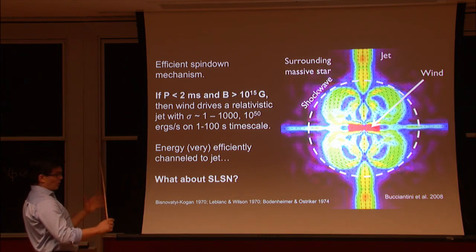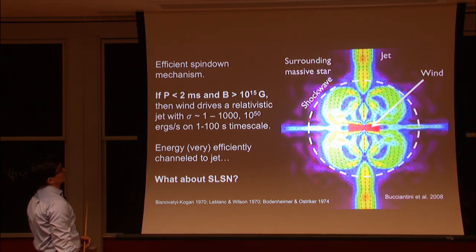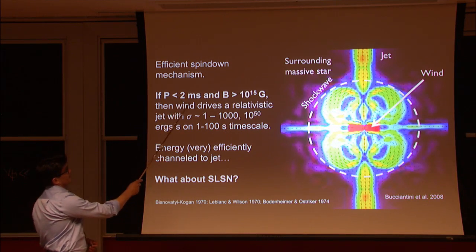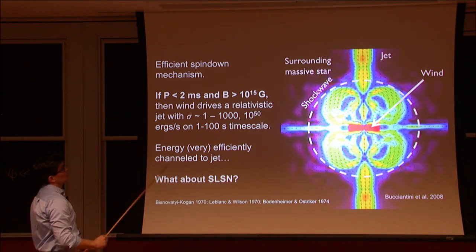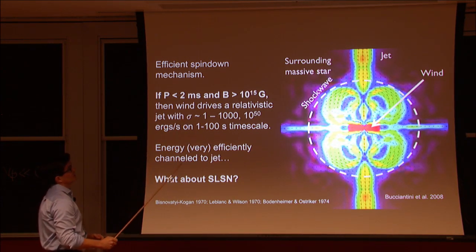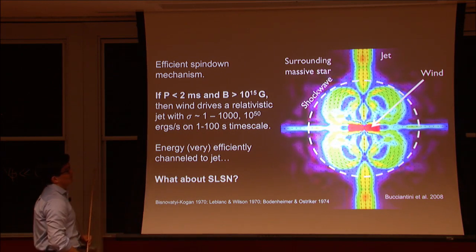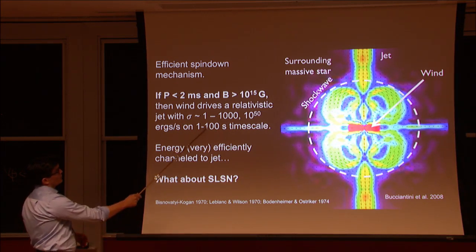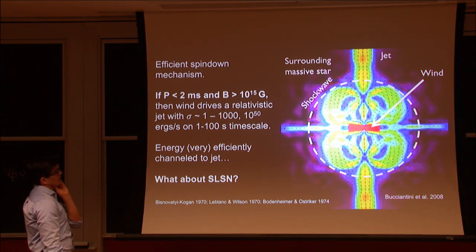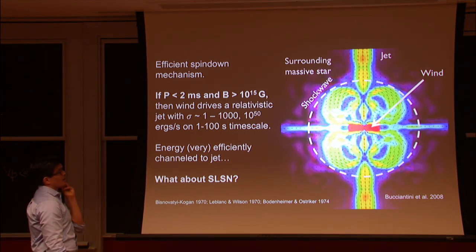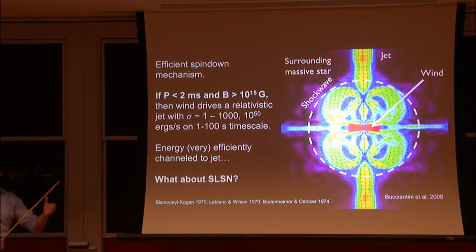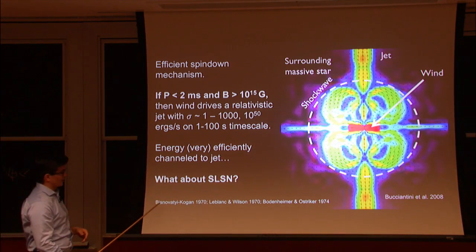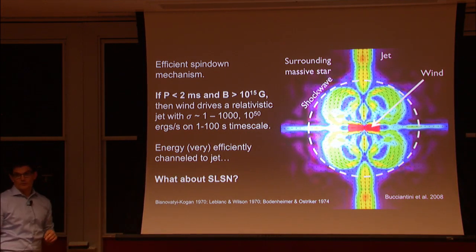So what we find of all this work is that we get a very efficient spin down mechanism. If the spin period is less than 2 milliseconds, and if B is bigger than 10 to the 15 Gauss, then this wind drives a relativistic jet with very high magnetization. It becomes relativistic, with 10 to the 50 ergs per second, so we can get very high energies on 1 to hundreds of second timescales. And the energy is very efficiently channeled into this jet mechanism here, which goes up. And that jet is produced by the hoop stress in the magnetic field. This is very similar to classic calculations by Bisnovatyi-Kogan, LeBlanc, and Wilson, and others.